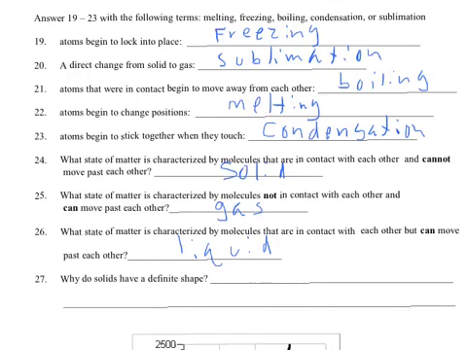Why do solids have a definite shape? It's because the atoms are locked in place. Another way of saying that is the molecules cannot change positions. They cannot slide past each other.